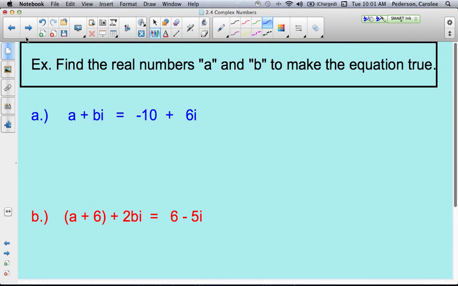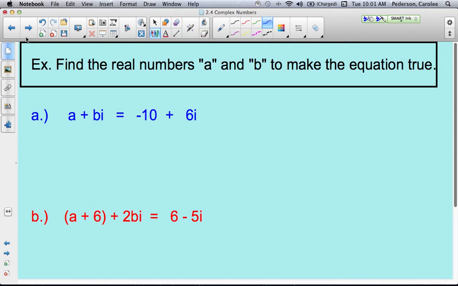All right, you might see some questions like this in your homework, where we give you an equation, we want you to find out what is the unknown value on either the right or the left side. So think about an equation. An equation balances out the right and the left side. They equal each other. So corresponding parts, the real parts go with the real parts, the imaginary parts go with the imaginary parts.